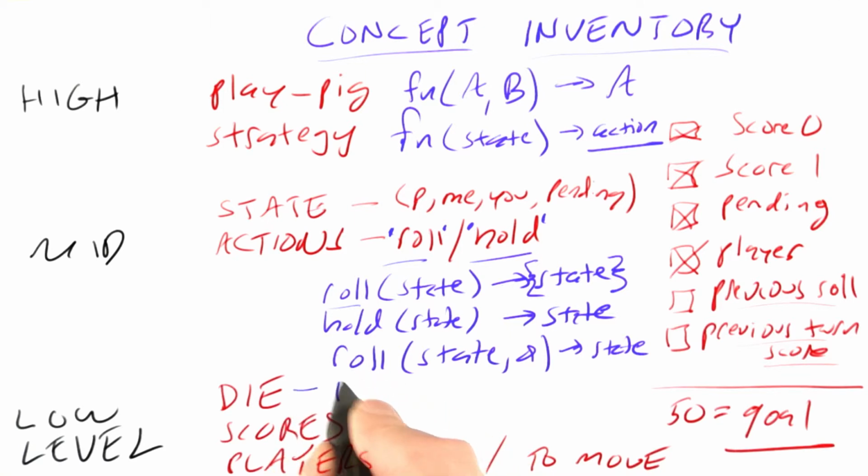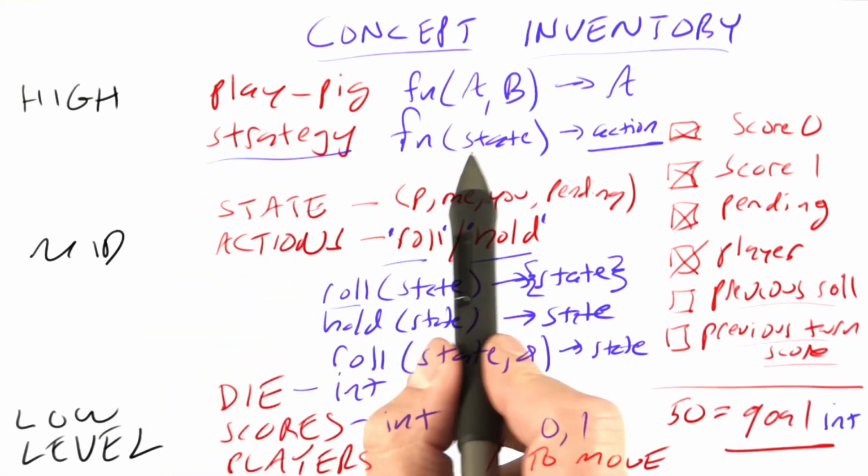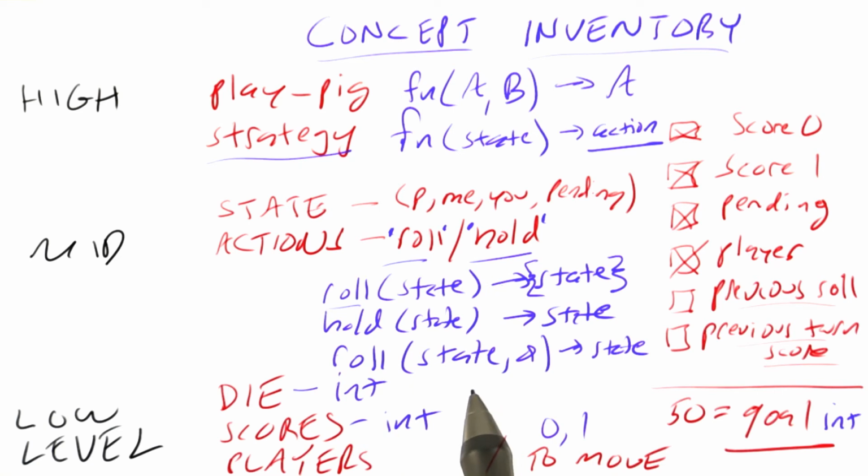The die can be represented as an integer. Scores can be represented as integers. Likewise, the goal. The player to move, we can represent that as an index, 0 or 1, into an array of players. And the players themselves, well, the simplest way to do it is just to represent the player by their strategy. The strategy is a function, and that could represent the player. We could have something more complex, but it seems like we don't need anything more than that. So players will be strategy functions.